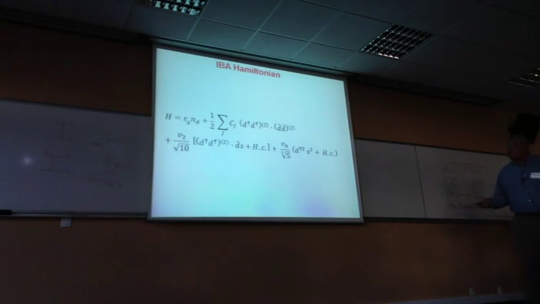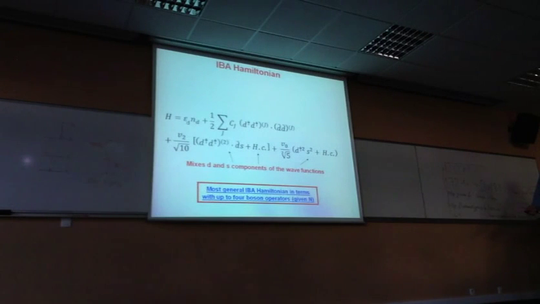These terms are extremely important. They maybe look complicated, but they're not so much. Let's take this term, for example. This destroys an s boson, destroys a d boson, and creates two d bosons back. So it conserves the total number of bosons, because you need to stay in the same nucleus, but it changes an s boson into a d boson. So if you have a set of basis states defined by the number of d bosons and s bosons, this will mix them. And similarly, this does something similar. I think this little 2 there is redundant. That's the most general IBA Hamiltonian with terms up to 4 boson operators for a given boson number.